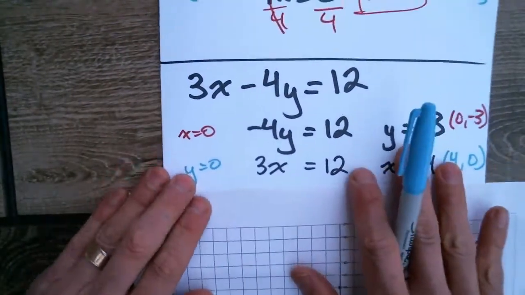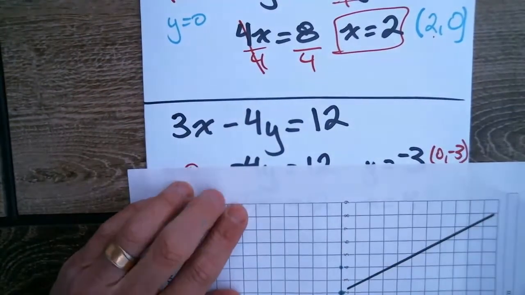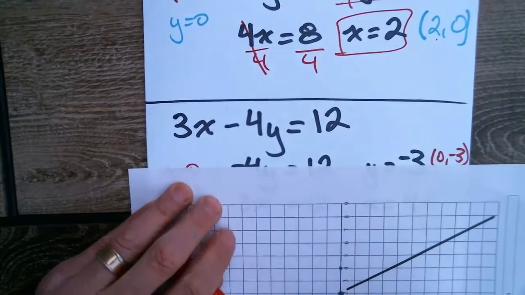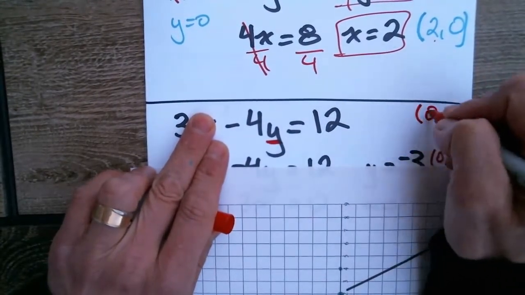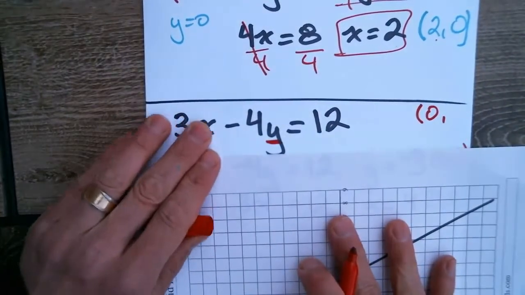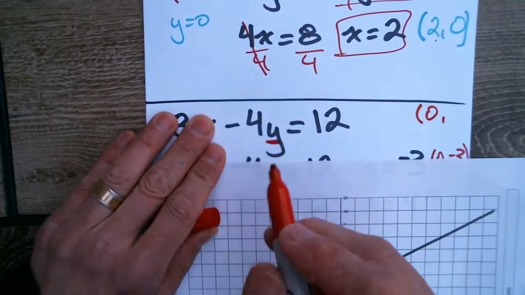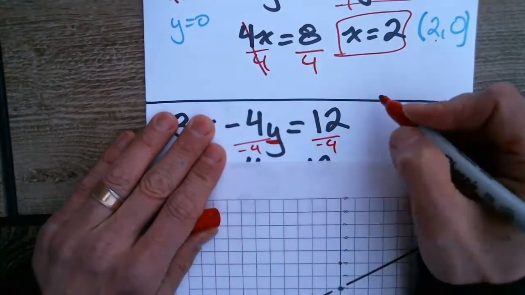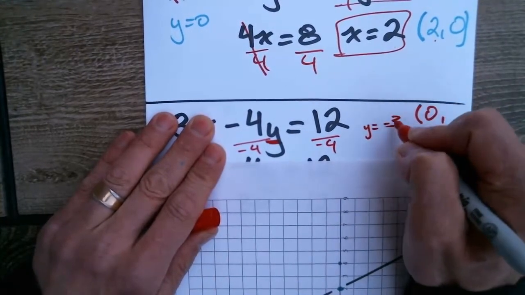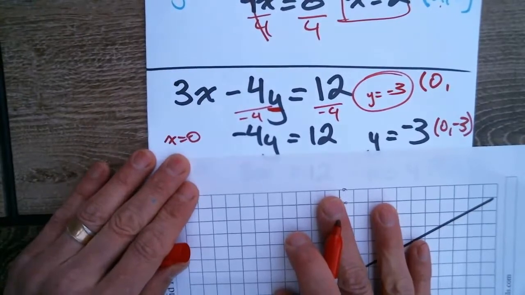I got 3x minus 4y. So again, I want to find out what my y-intercept is. So I'm solving for y. I'm going to make x 0, right? So when x is 0, I get negative 4y equals 12. So here, I'm going to divide by negative 4 on both sides. Y is going to equal negative 3. So that's my y-intercept.